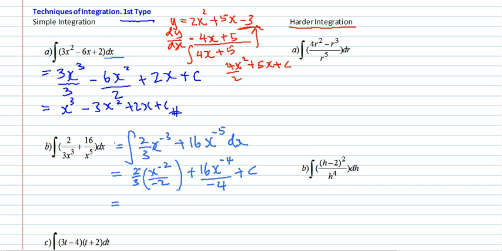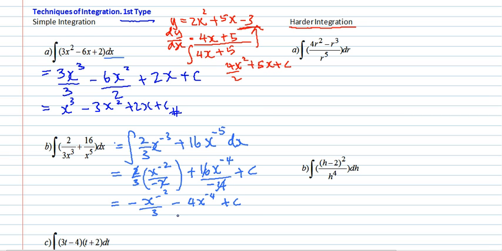Alright, now you can actually simplify this. A 2 and a 2 you can simplify. So it's a negative. Please remember a negative. x to the power of -2 over 3 minus, that's a 4, x to the power of -4 plus c.